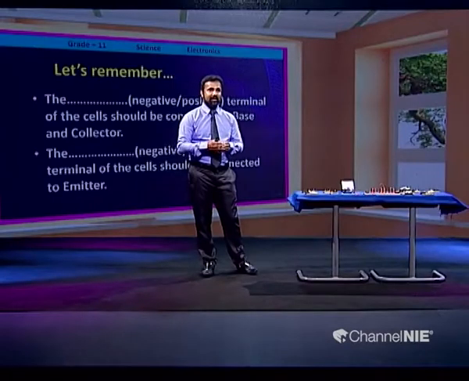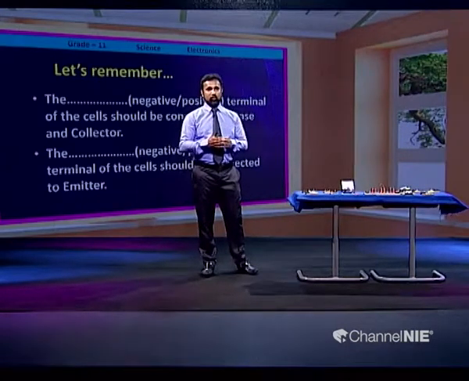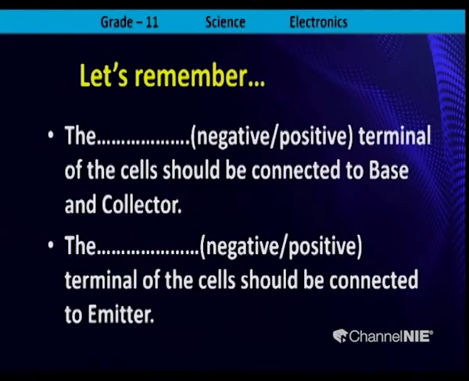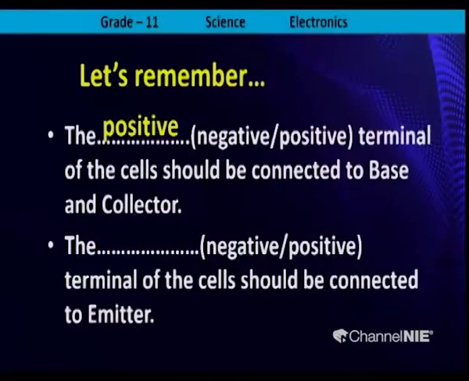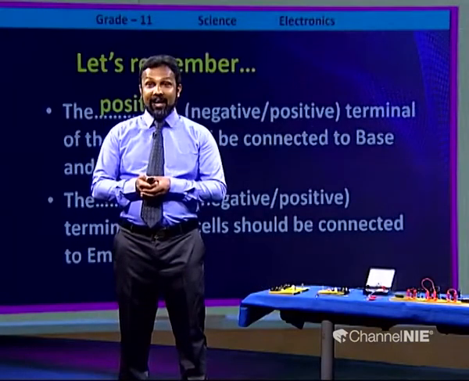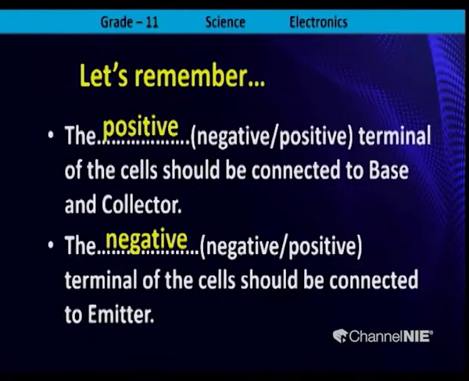The blank, negative or positive terminal of the cell should be connected to the base and collector. What should be the answer? Which terminal should be connected to the base and collector? Positive terminal. The positive terminal should be connected to the base and collector. Question number 2. The blank, negative or positive terminal of the cell should be connected to the emitter. What do you think? Negative terminal should be connected to the emitter.